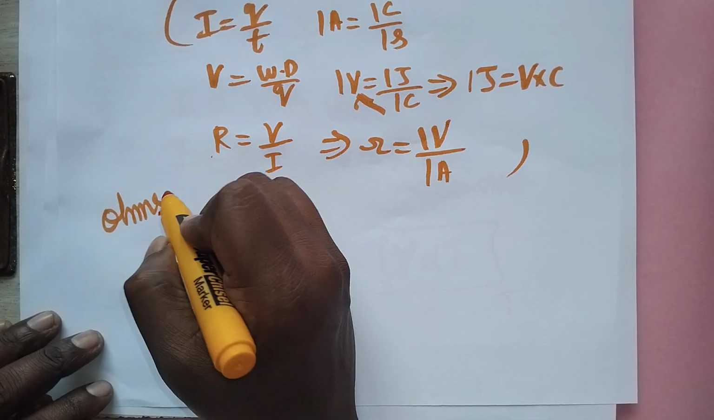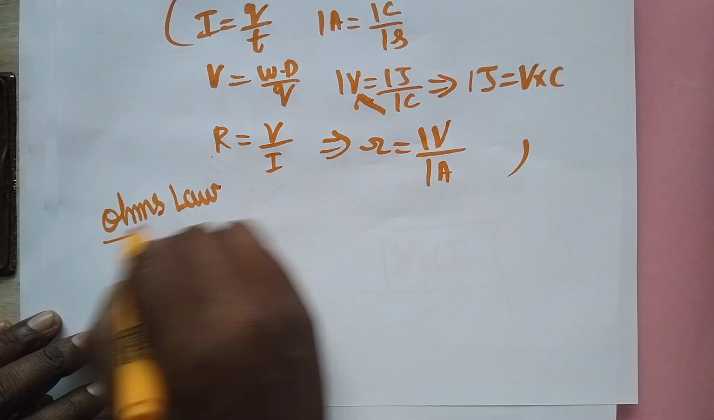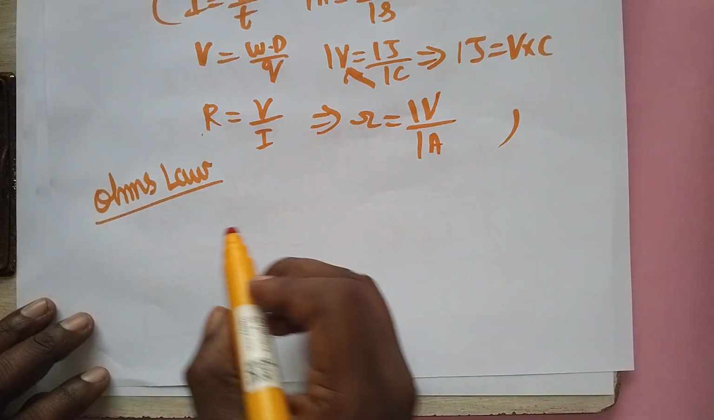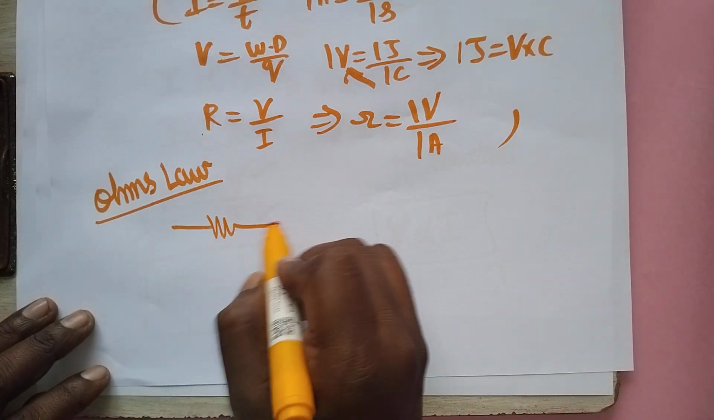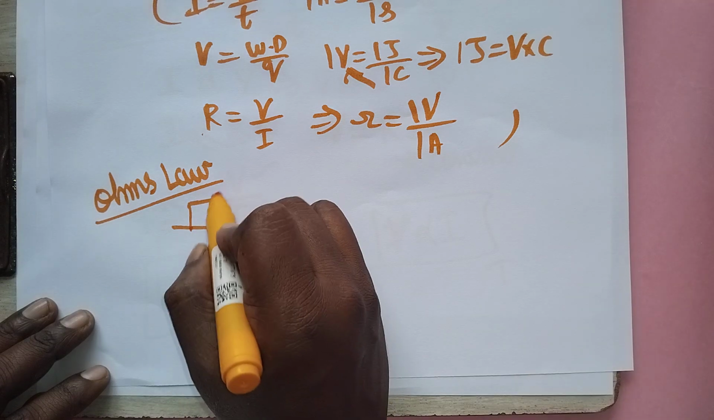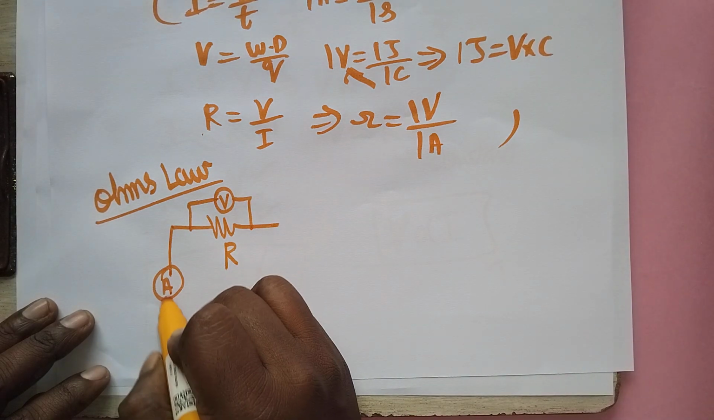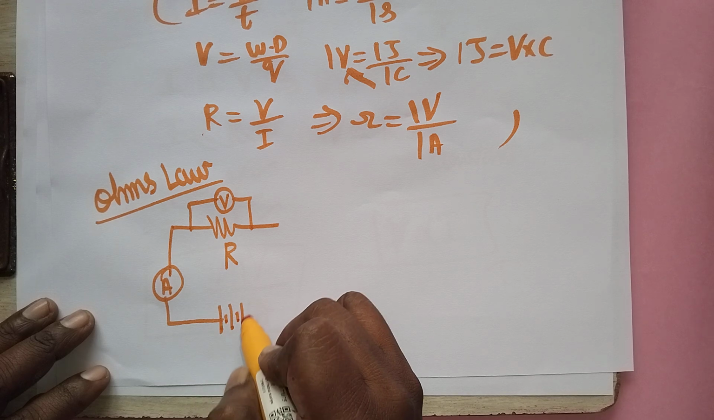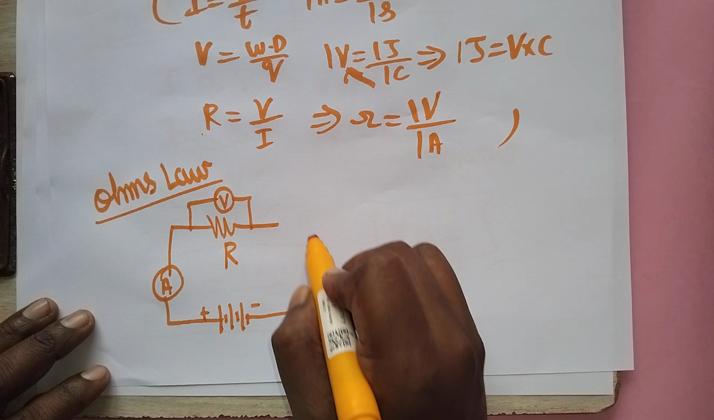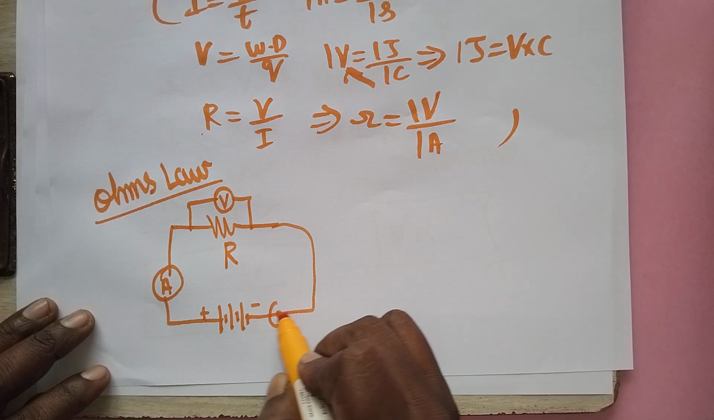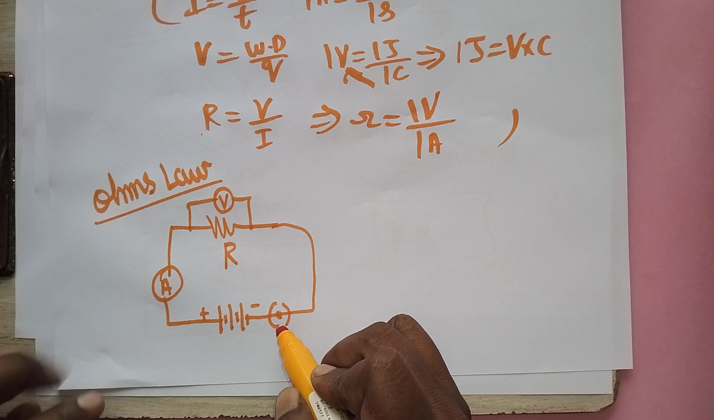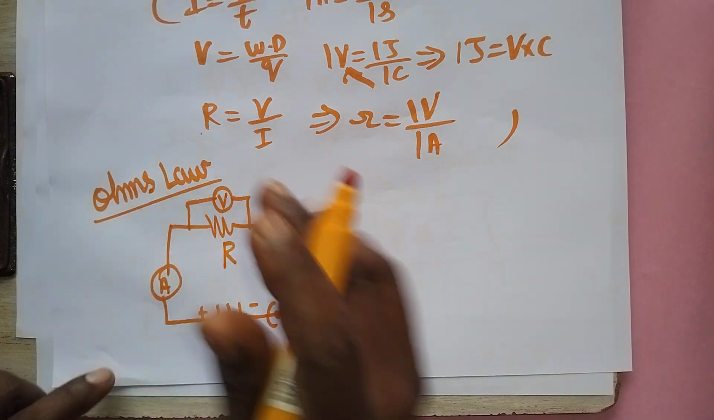Okay, now Ohm's law. If you want to prove Ohm's law, you have to make a very, very simple circuit. This is going to be a resistance, here I connected a voltmeter, and here I connected an ammeter. Then I am connecting a battery, plus minus, like this. If you want, you can connect here. The switch is a closed switch. So this is Ohm's law.